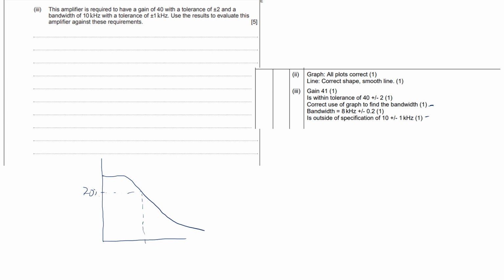Okay, so you get 2 marks for your gain, saying it's within tolerance, 3 marks for your bandwidth, but you need to say it's outside of tolerance or outside of the specification. So that's evaluated it against those requirements, hasn't it?